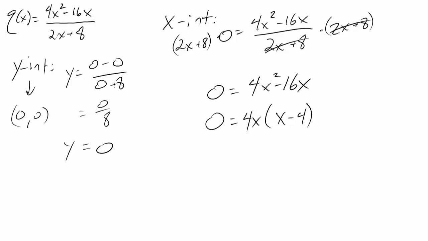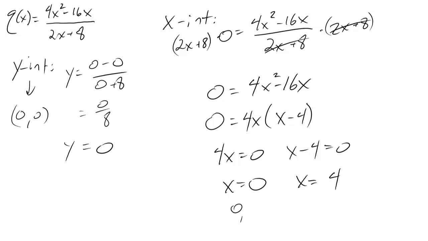So now we're going to set each factor with a variable in it equal to 0. So we get 4x equals 0, or x minus 4 equals 0. If it's the 4x that's equal to 0, we know x is equal to 0 when we divide both sides by 4. If it's the x minus 4 that's equal to 0, we add 4 to both sides to get x equals 4. And so these are going to be representing the points 0, 0, and 4, 0 for our x-intercepts. Alright, so we scrolled up here to focus on the next part of our rational function info finder, which is looking for the vertical asymptotes, but I want to rewrite the equation here first.